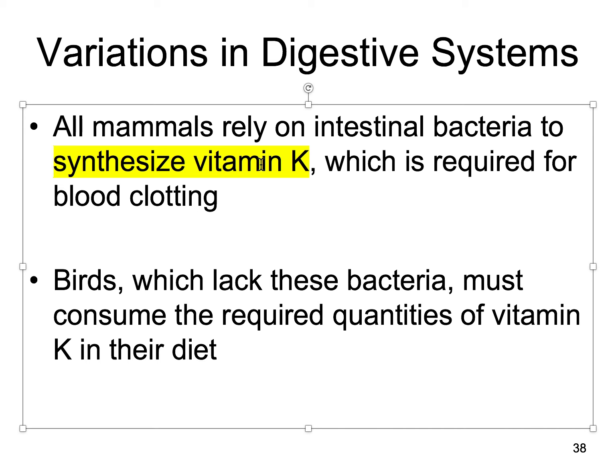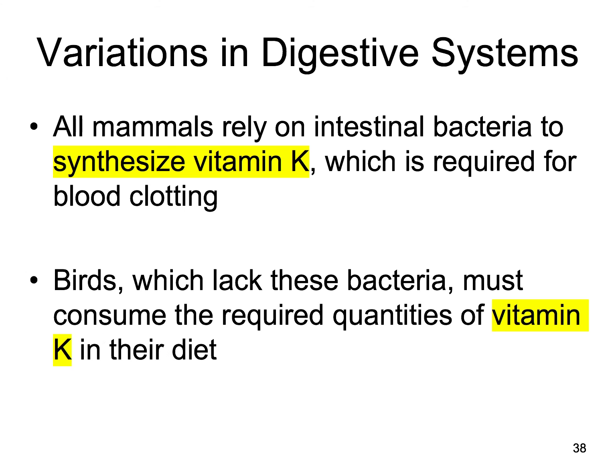Basically, if you have a cut inside of a blood vessel, you would bleed out unless we manage to make a scab or a clot. And part of the clotting process involves vitamin K. So in order to keep us alive, we need vitamin K. So that's a useful function of these intestinal bacteria. Birds don't have these bacteria inside of them, and so they have to consume this essential amount of vitamin K in their diets in order to not bleed out. Poor birds.